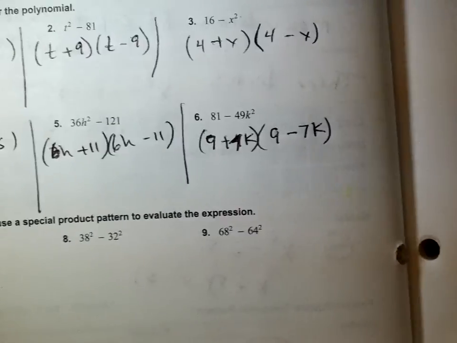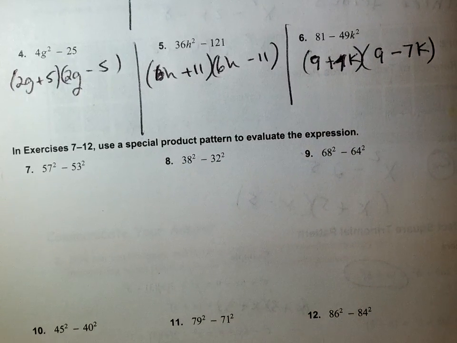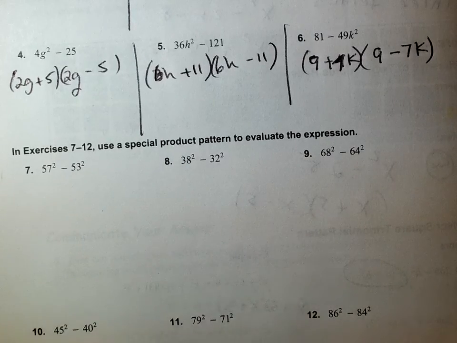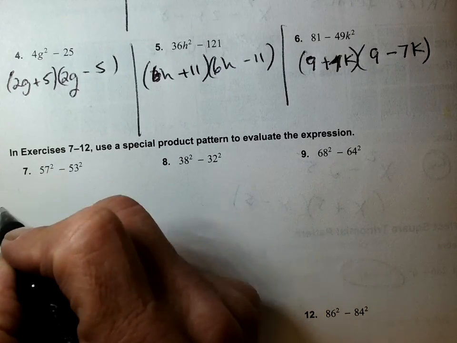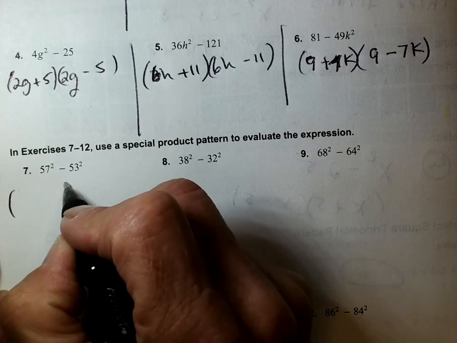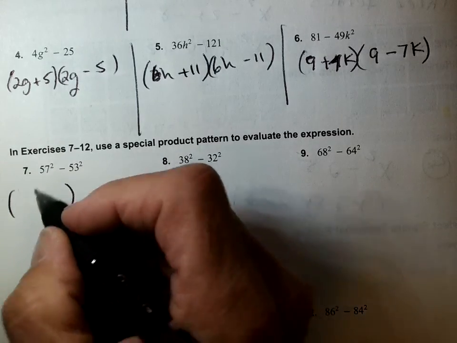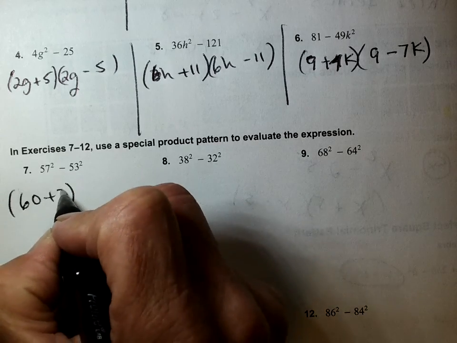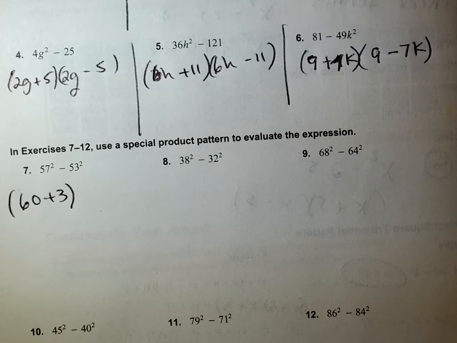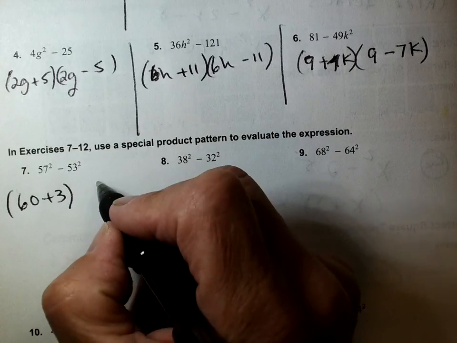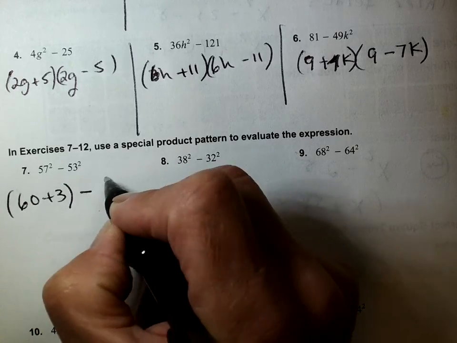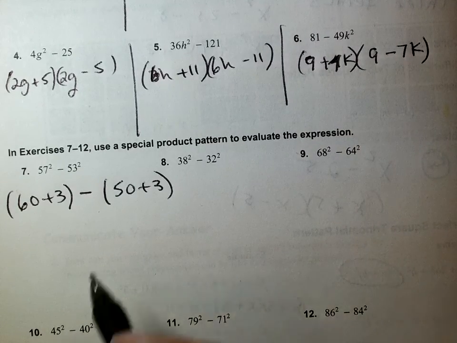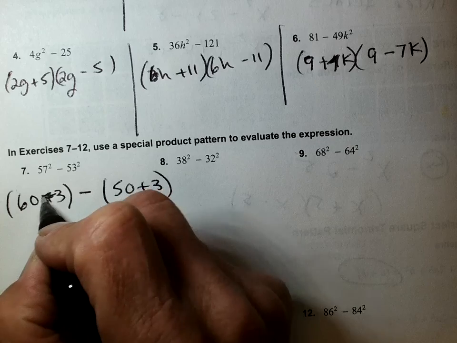Okay, now, in number 7, one of the things they do, I want you to see this, is if you didn't have a calculator, one way you could do this is you could rewrite 57 as 60 minus 3, there's my 57, right? And 53 could be the same thing as 50 plus 3, right? Minus 3. No, 60 minus 3. Yeah, I do mean that, right?